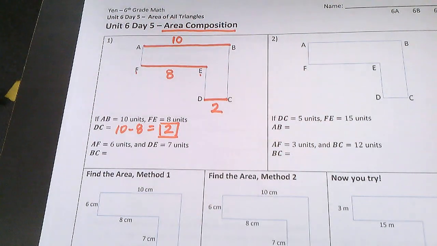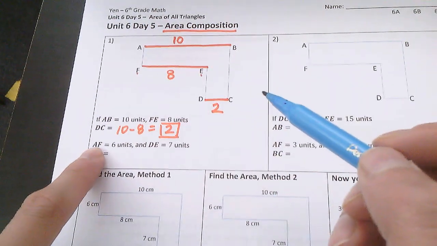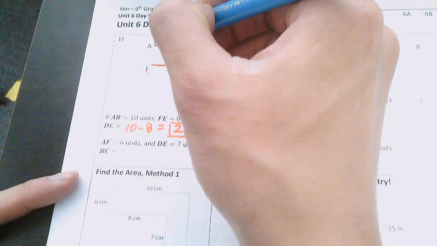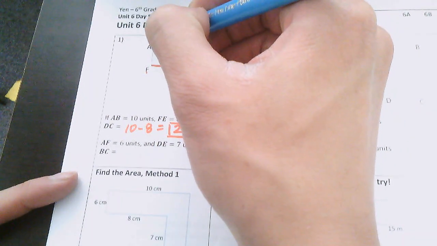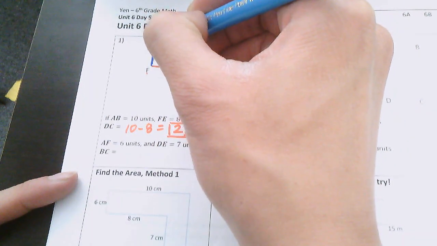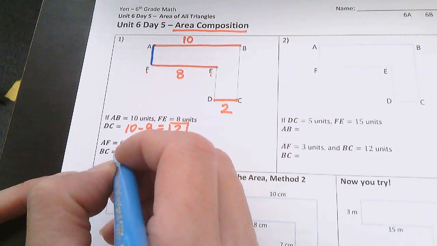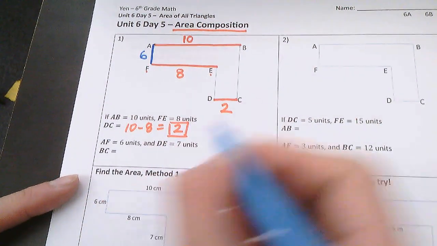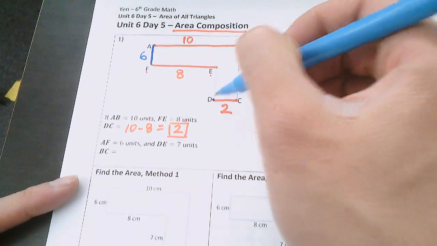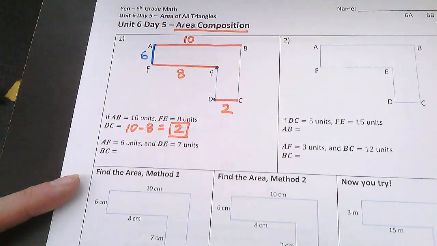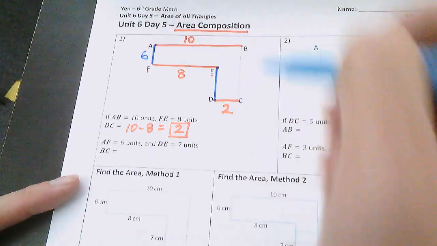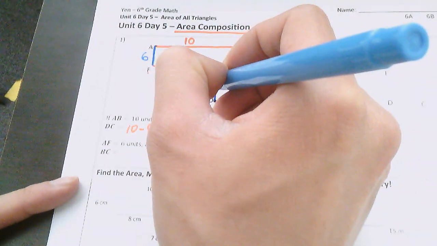The next part, it says that side length AF is 6 units. So this is A, and this is F, so here's side length AF. That's going to be 6 units, so I'll put a 6 here. And then it says DE is 7 units. So here's D, here's E. So DE is this side length right here. And this is going to be 7.